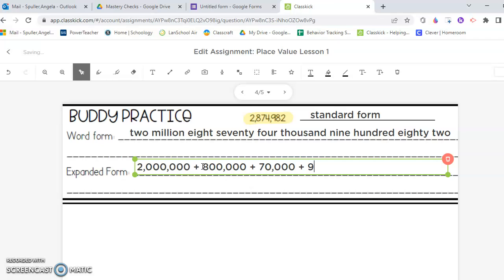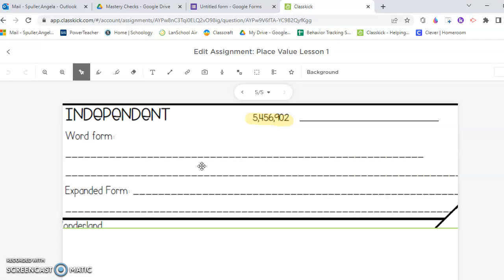Plus 4. And there's 3 numbers behind it, so 3 zeros, plus 9, 2 numbers behind it, so 2 zeros, plus 8, and there's 1 number behind it, so put a 0, plus 2. Now, if I were to add those up all together, that would equal 2,874,982.